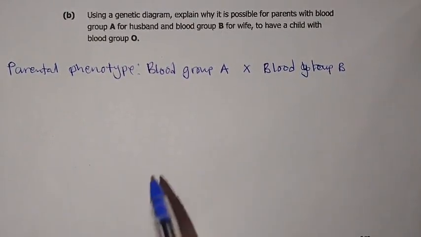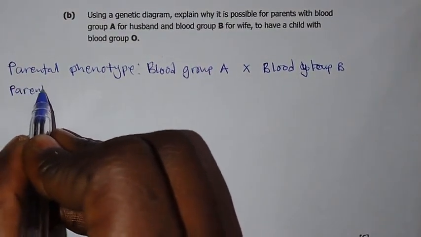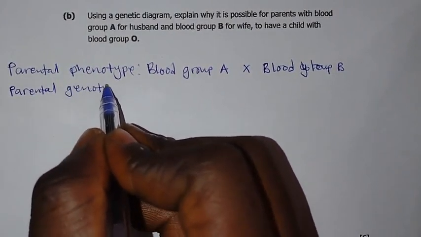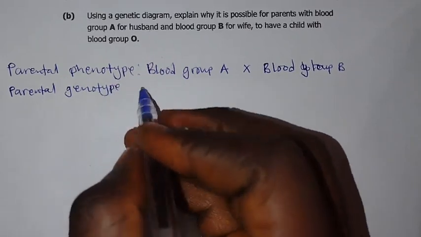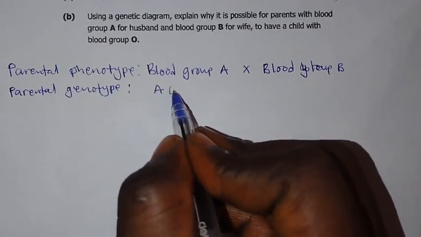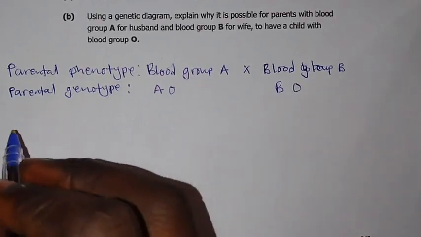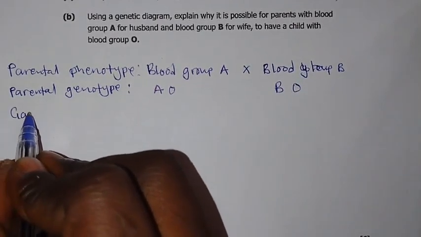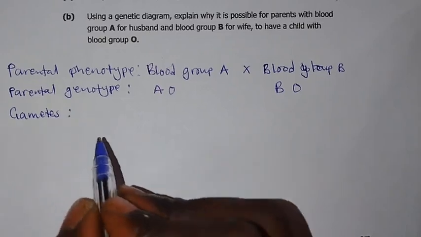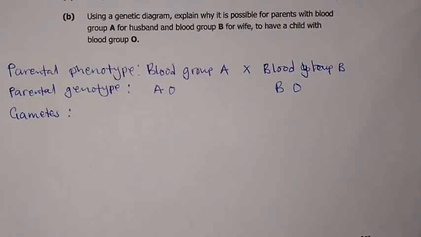Then from here we need to come up with the parental genotype. Remember I've said the genotype of these parents should be heterozygous. So this one is going to have AO. Again, this one is going to have BO. Then from here we need to come up with the gametes. So you have to make sure that you are writing all these steps. That's when you're going to get the marks because this question was carrying 6 marks.